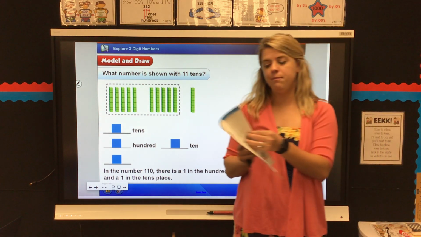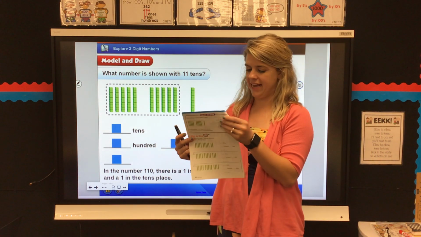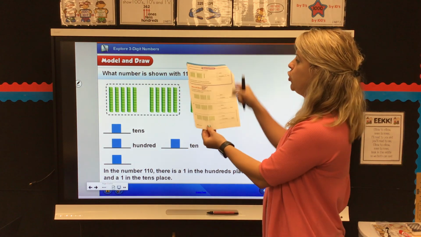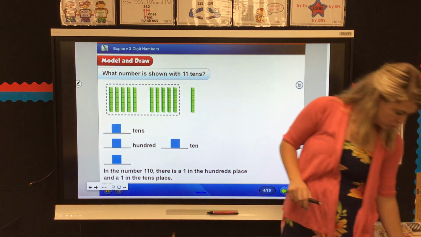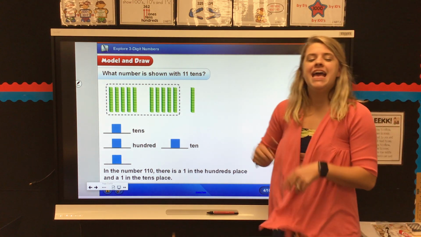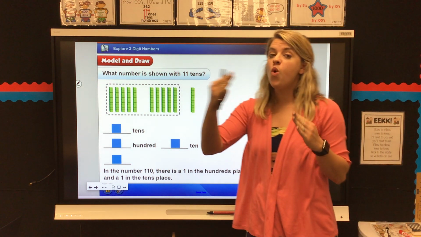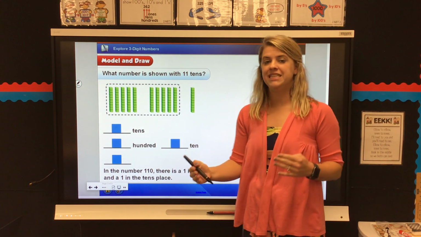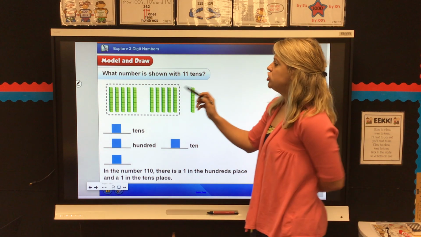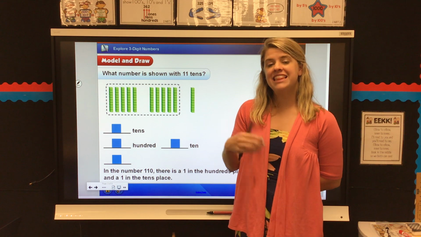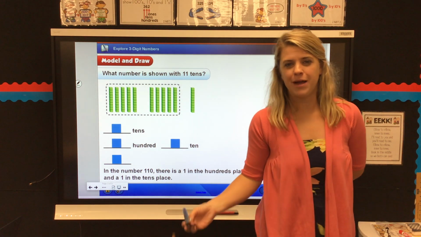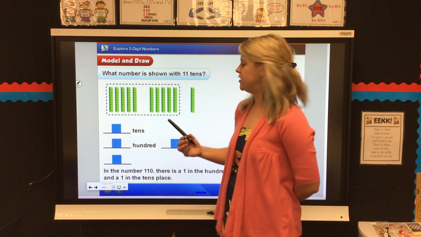All right. Now, let's go ahead and flip over. So you're going to flip your page and look at page 62. And we're going to be looking up here at this purple box, model and draw. All right. Now, remember how I said we're going to take it one step farther than we did yesterday, right? So we know when we see lots and lots of 10 rods, that's going to be more than 100 probably, right? So we need to see how much we got.